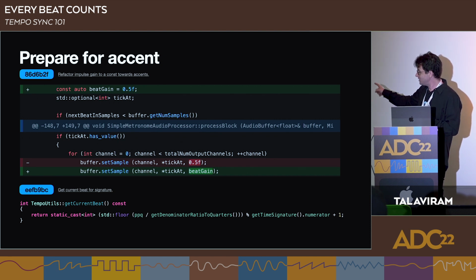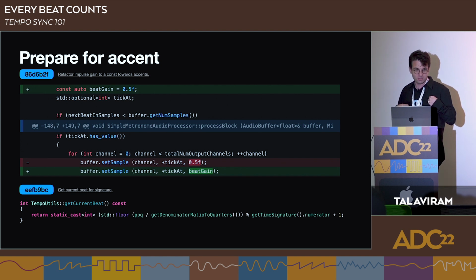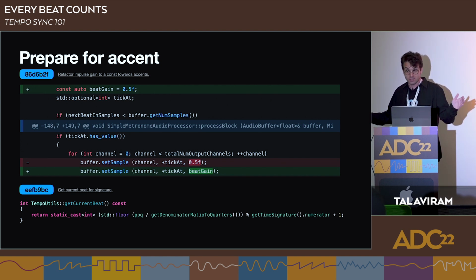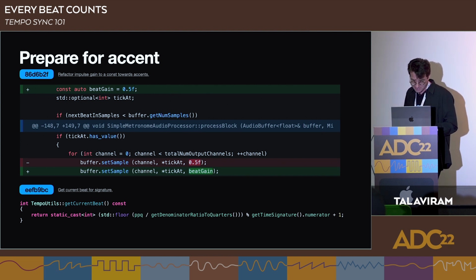A question: why is there a +1? You don't want to start at 0? Yeah, musicians don't start at 0. Musicians count 1, 2, 3, 4, not 0, 1, 2, 3.